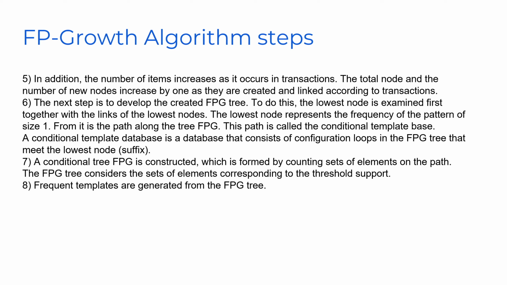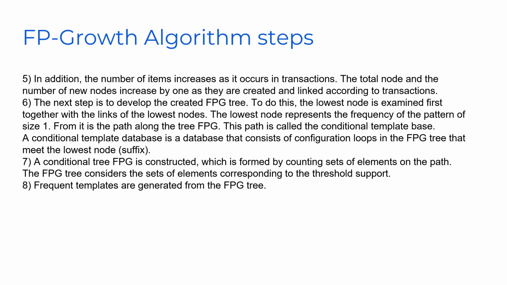The next step is to mine the created FP tree. To do this, the lowest node is examined first, together with the links of the lowest nodes. The lowest node represents the frequency of the pattern of size 1. From it, the path goes along the FP tree. This path is called the conditional pattern base. The conditional pattern database is a database that consists of the prefix paths in the FP tree, where the lowest node is the suffix.